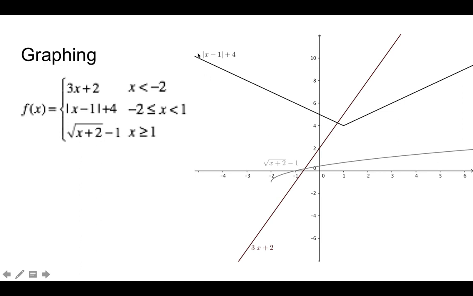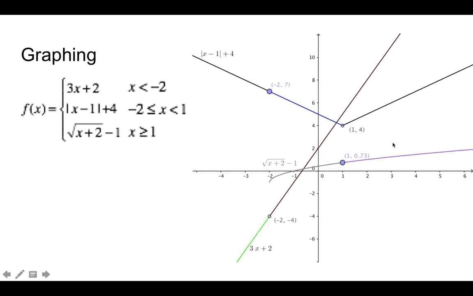For this absolute value graph, I only go from -2 to 1, so I'm going to keep from -2 up to 1. And then for this square root, I only want when x is greater than or equal to 1. So here on the square root graph, I go to where x equals 1, right about in here, and I'll keep this chunk of the square root graph. Okay, so I've highlighted those.